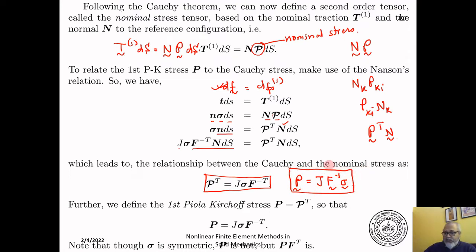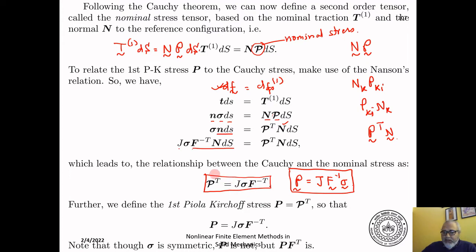So I have defined a new stress measure starting from the assumption that dF is equal to dF naught, so that point to point I am transferring the same amount of force. Our tractions are such that point to point I'm transferring the same amount of force.